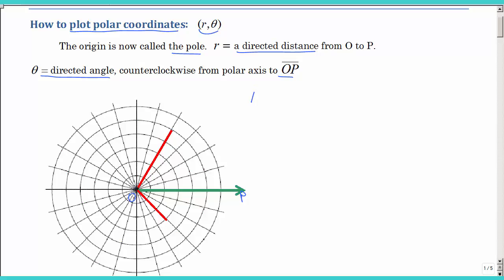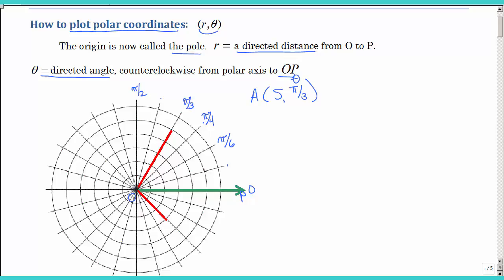So how would we plot the point (5, pi over 3)? Well, believe it or not, you really should do theta first. It just makes it easier. So I need to find where pi over 3 is, or 60 degrees. So this is 0, this is pi over 2, and each of these lines are every 15 degrees. So I know that this is pi over 6 for 30 degrees, pi over 4 for 45 degrees, and pi over 3 for 60 degrees.